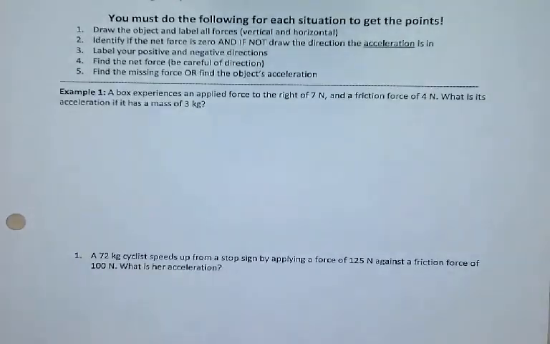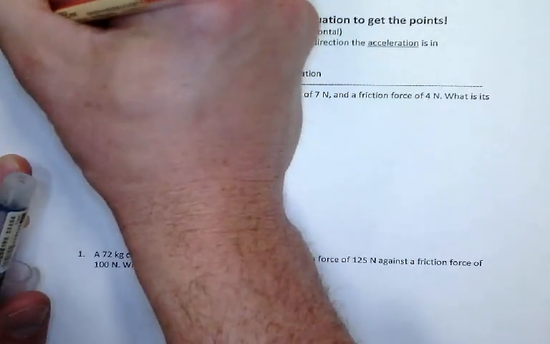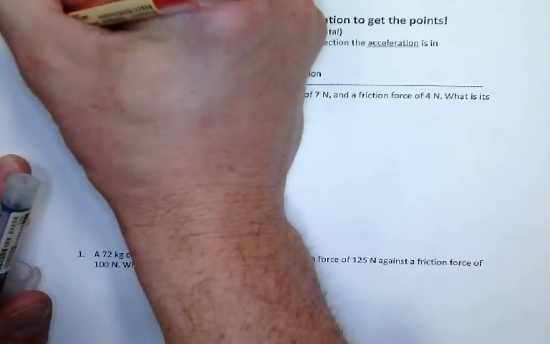Okay, so draw and label the forces, identify the net force, and draw the acceleration. Label your positive and negative directions. So these things you have to do. This is basically your knowns and unknowns in the diagram.